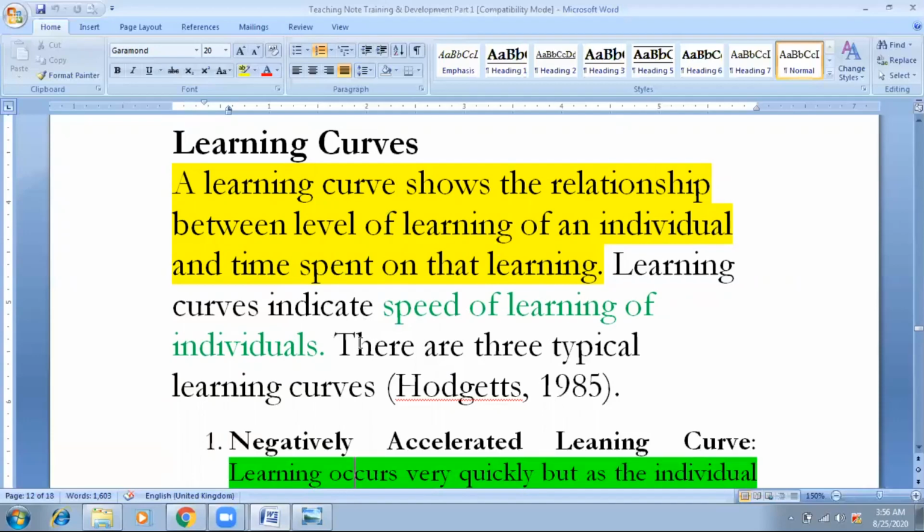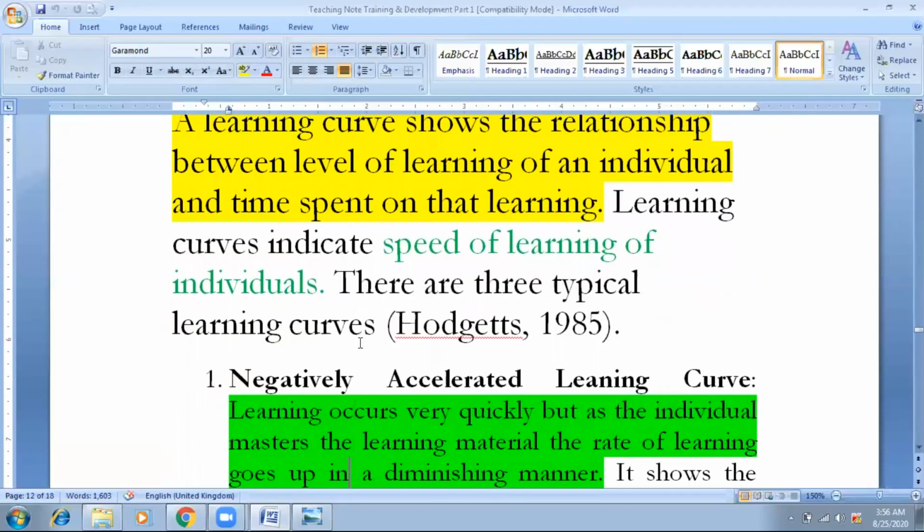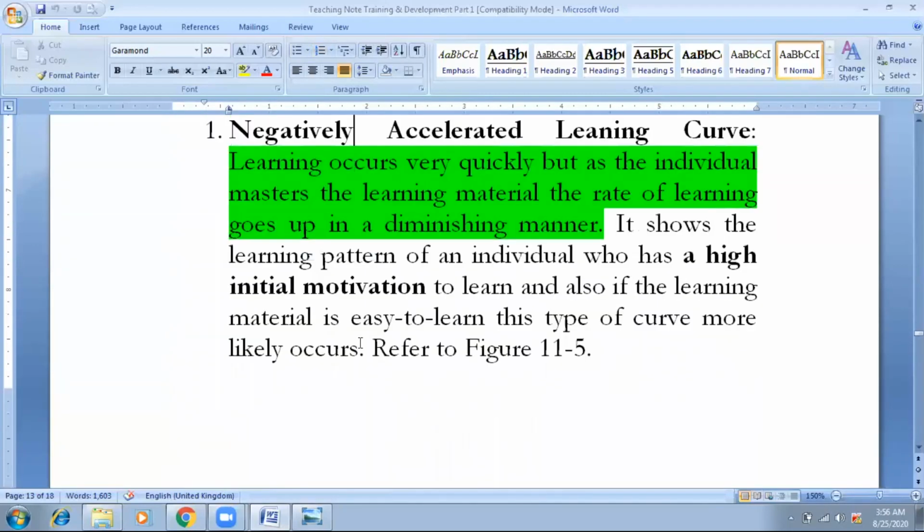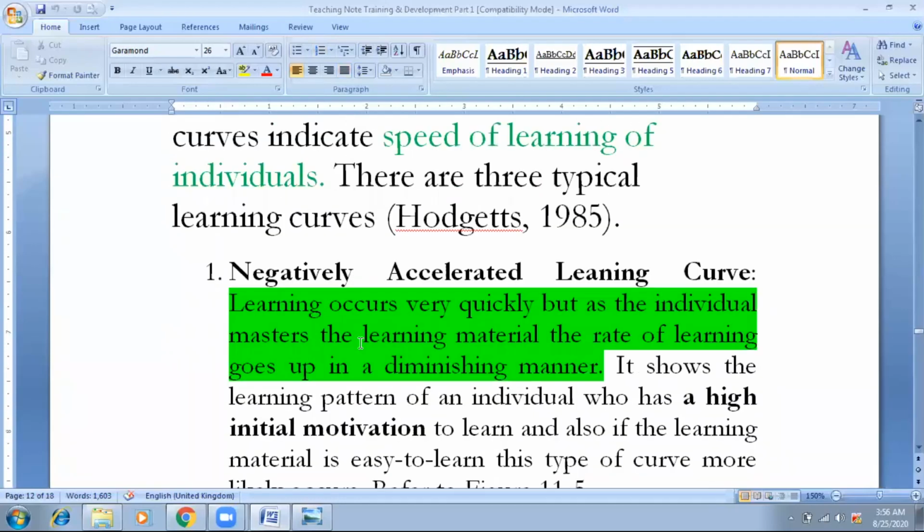There are three typical learning curves according to Professor Hodgetts in 1985. There can be so many learning curves. If there are 100 employees, it is possible to have 100 learning curves. But now we are learning the common learning curves. There are basically three. The first one, negatively accelerated learning curve. What is this negatively accelerated learning curve?